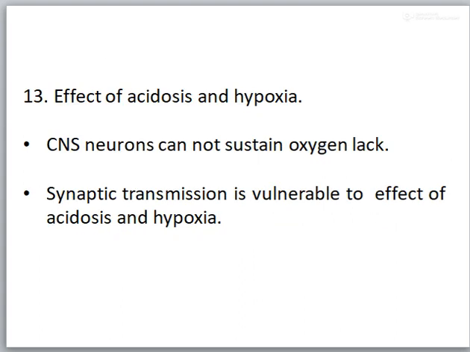Now, what is the effect of acidosis and hypoxia on the synapse? CNS neurons cannot sustain oxygen lack. If there is oxygen lack, then they cannot work. They are vulnerable to the effect of acidosis and hypoxia. This explains why the first site of fatigue of the synaptic chain is located in the brain. So this is all about the synapse. These are the different properties of synapse. Thank you.